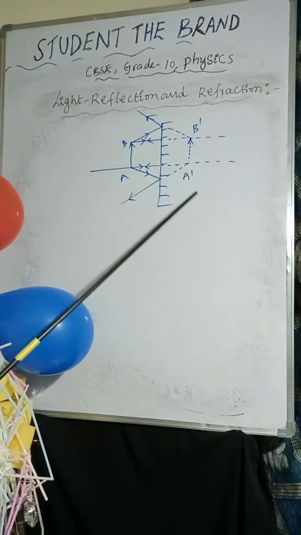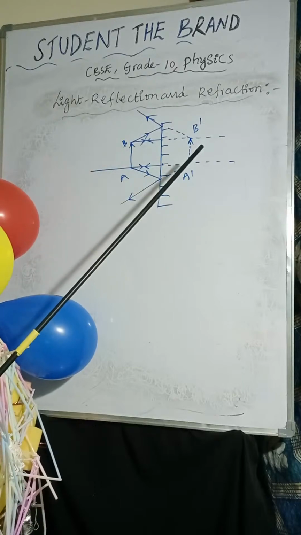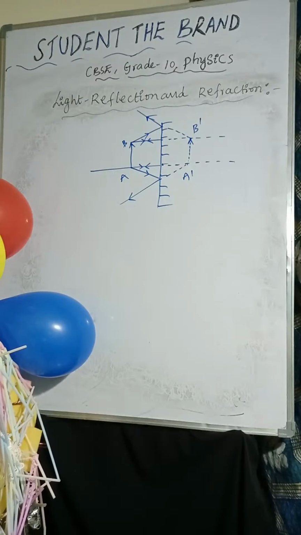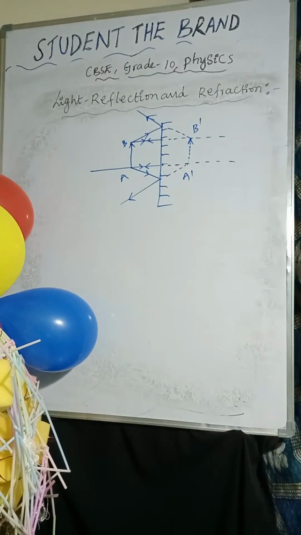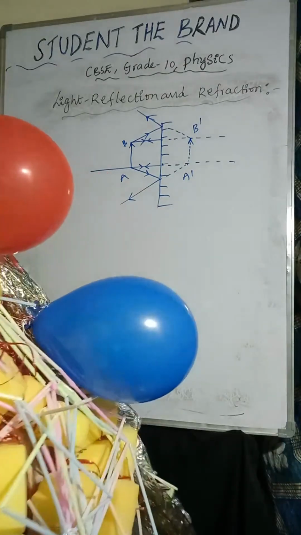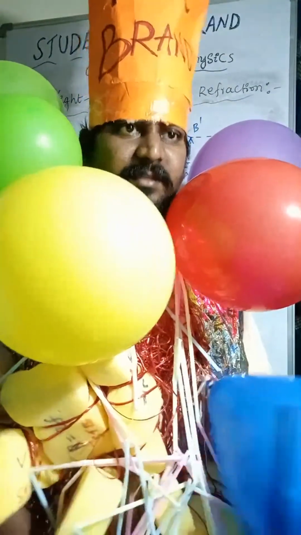The magnification of the plane mirror is +1. It also shows lateral inversion. Lateral inversion is the phenomenon in which the left side of the object appears to be the right side of the image, and the right side of the object appears to be the left side of the image. This phenomenon is known as lateral inversion.